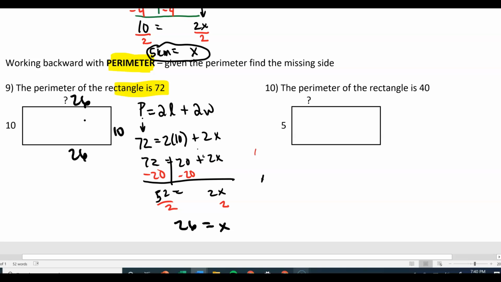You got number 10, you have to do number 10 on your own. When you're done, take a picture of it and email it to me.